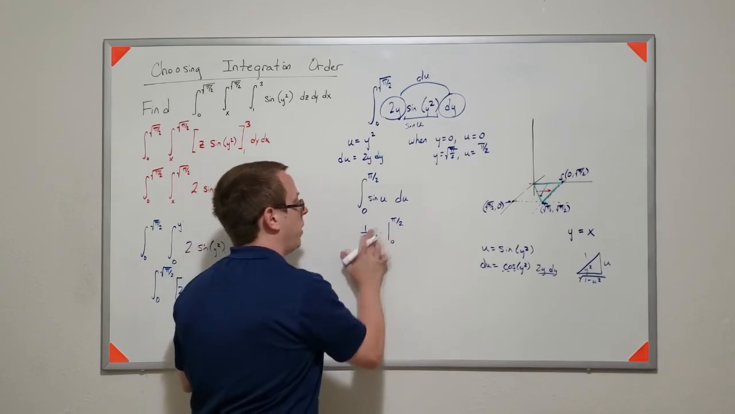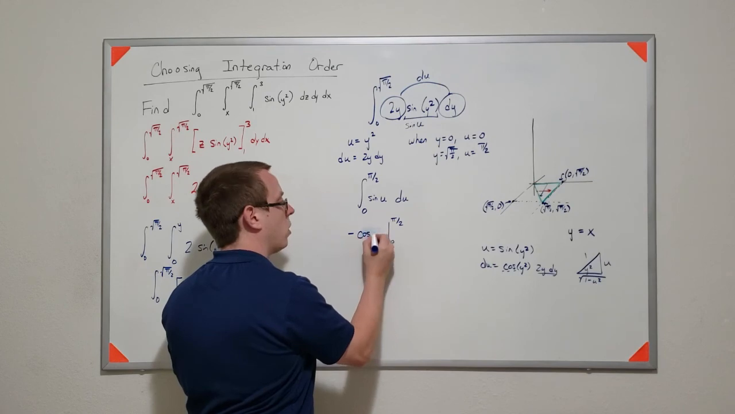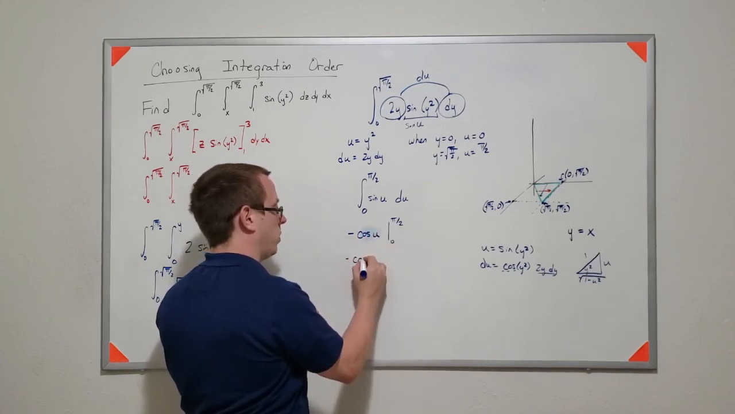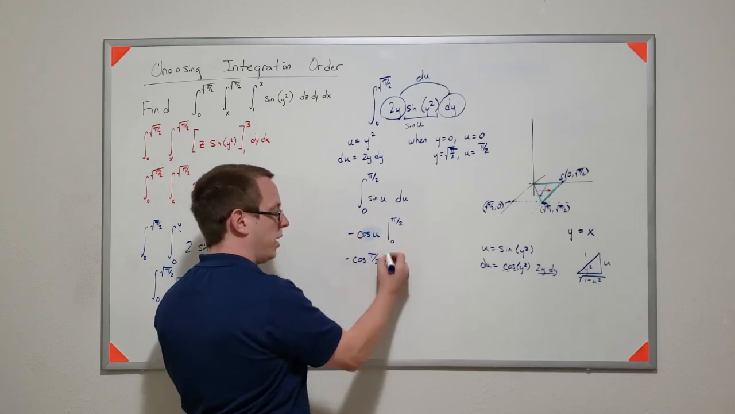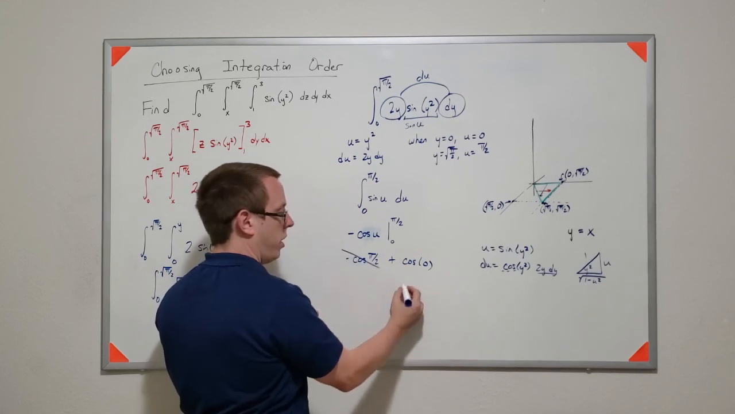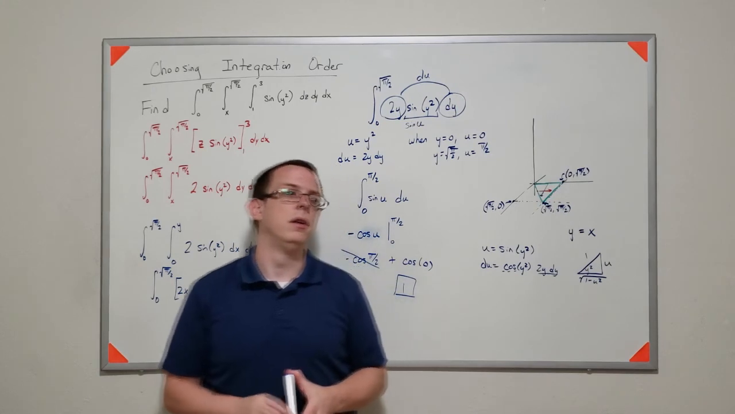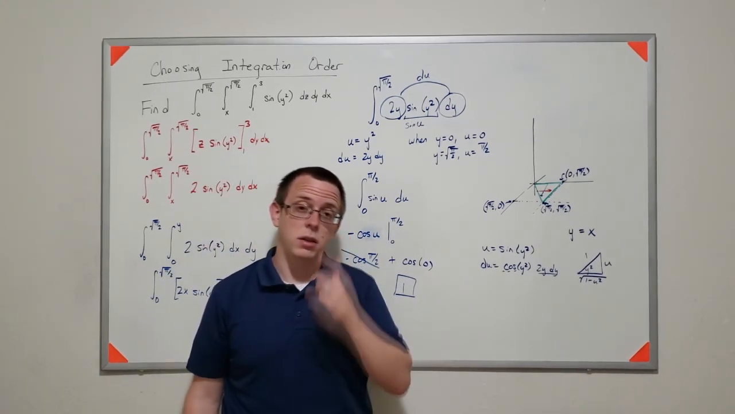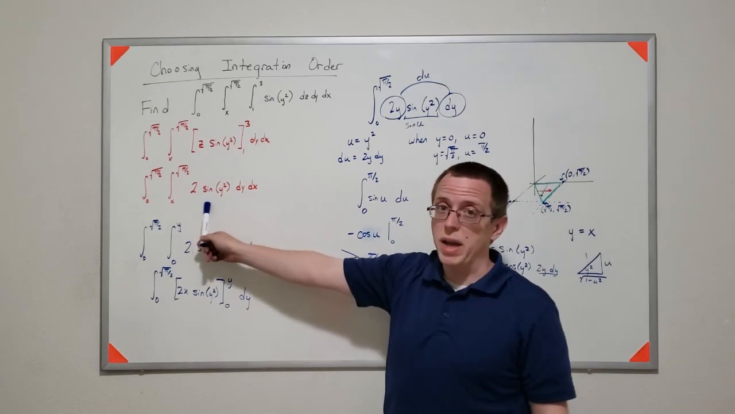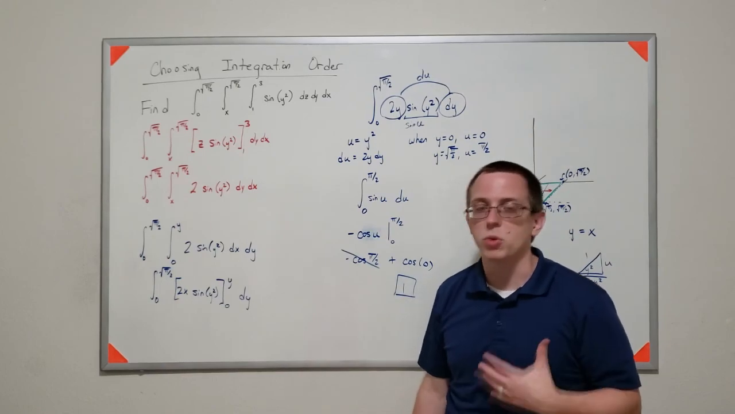So instead of that, you end up with negative cosine of u. So then you end up with negative cosine of pi over 2 minus a negative, so plus cosine of 0. Cosine of pi over 2 is nothing. Cosine of 0 is 1. So that's a lot of work to get 1, but ultimately the whole point of this is trying to realize that sometimes things are basically impossible. So let's go ahead and flip it and do something that's reasonable so we can get a good answer.